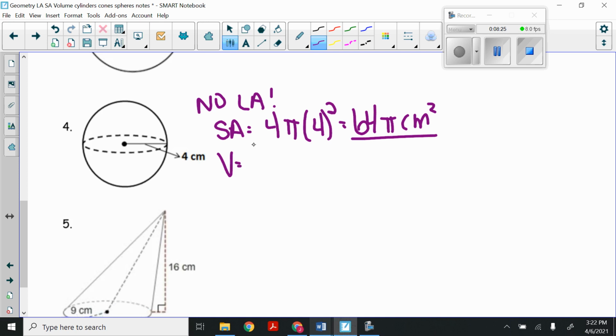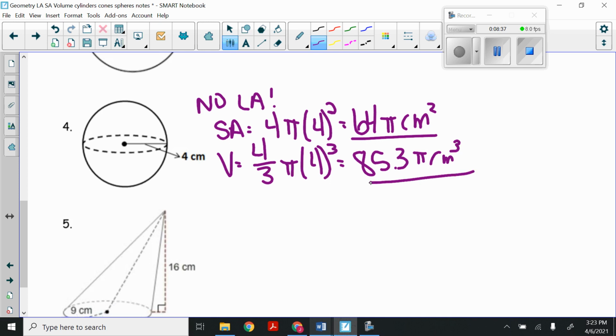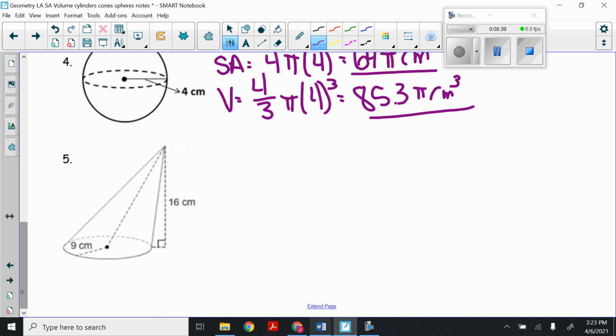Our volume, 4/3 pi, our radius, 4 cubed. Gives us 85.3 pi cubic centimeters. Number 5, we have an oblique cone, right, which remember just means it's tilted or slanted. We need to find the slant height.